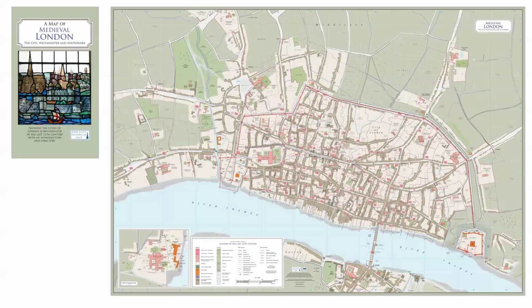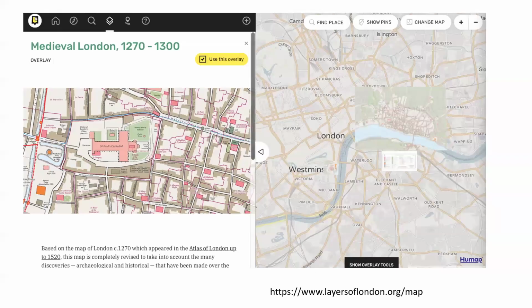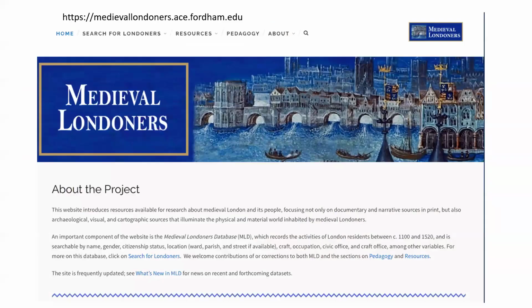But the map has also become much more widely known through the website Layers of London, which some of you will be familiar with, in which it is literally layered, geo-rectified and placed on the series of maps that the website shows and that are used in all sorts of different ways. Our map is also linked through to from the project Medieval Londoners, based at Fordham University in New York, and it helps to ground their database of medieval Londoners, an enormous and growing quantity of information about medieval London.